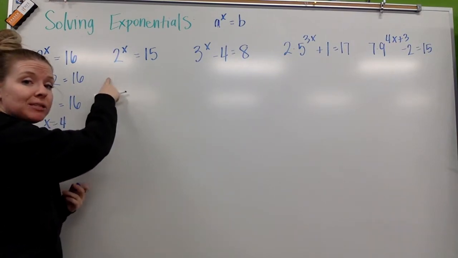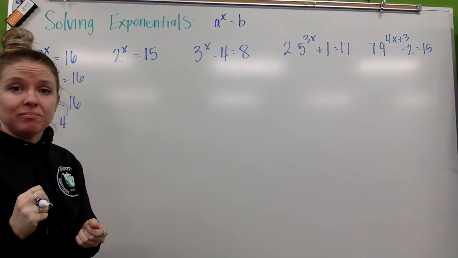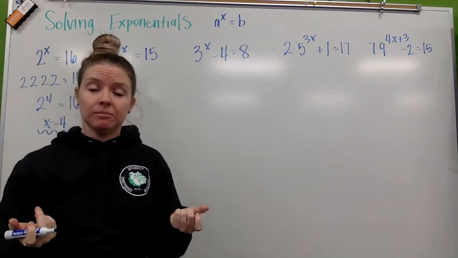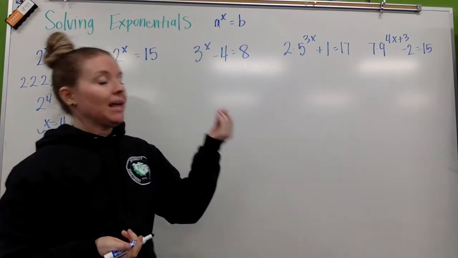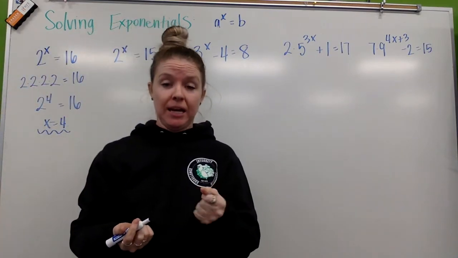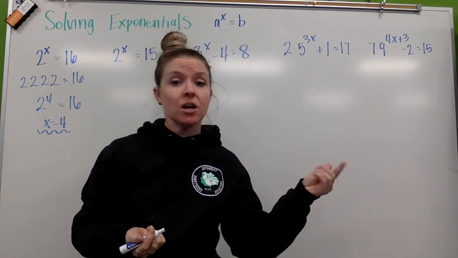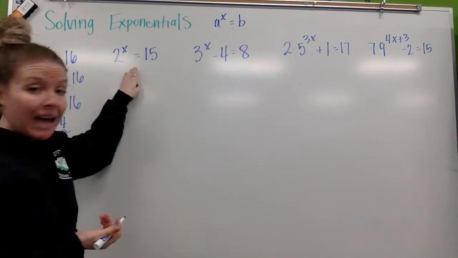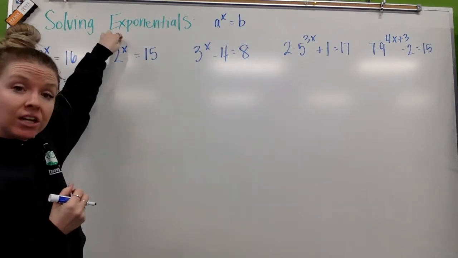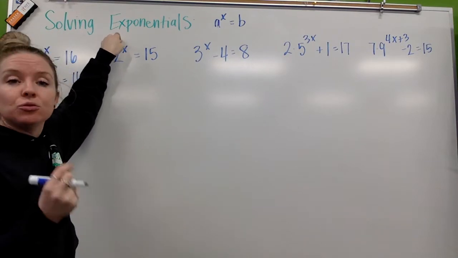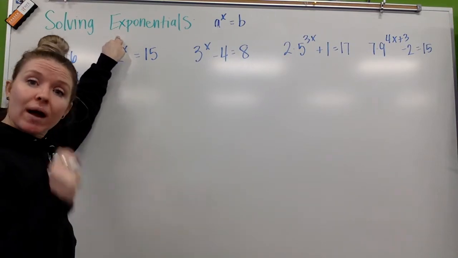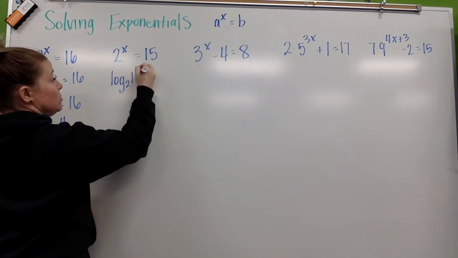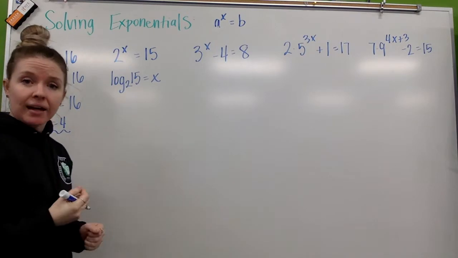2 times itself how many times is going to equal 15? Well, I know that number is going to be slightly lower than the 4, but what is that number? This is where logs come into play. If you remember solving our log equations, we had to rewrite it in exponential form to be able to solve it. Well, now it's in exponential form. My unknown is my exponent. I need to rewrite this as a logarithm so I can solve it. So what this becomes is log base 2 of 15 equals x.